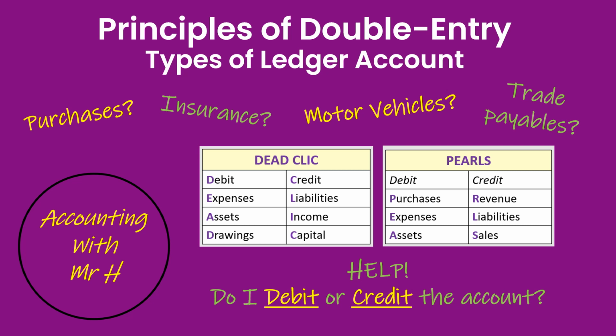In this video, we're going to look at the basic principles of double entry, the different types of ledger account, and how we can use techniques such as DEAD CLIC or pearls to identify whether we need to debit or credit an account.